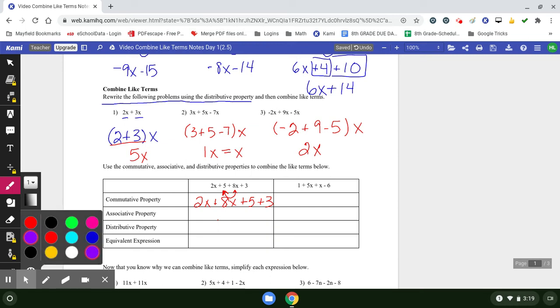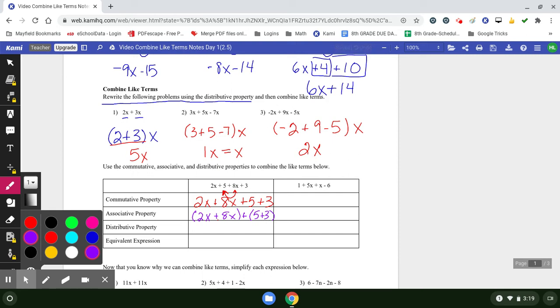Now I'm going to use the associative property and put terms together. So I'm going to associate 2x plus 8x and 5 plus 3 because those are like terms.